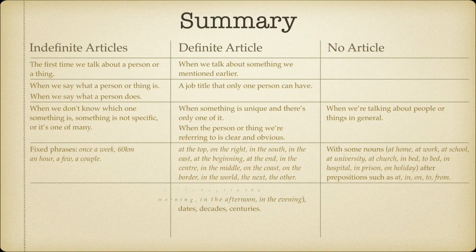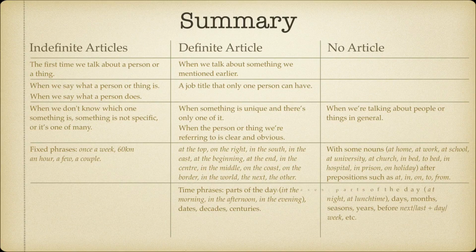We use definite articles for time phrases such as parts of the day, in the morning, in the afternoon, in the evening, dates, decades, and centuries. We don't use articles for time phrases such as parts of the day, at night, at lunchtime, days, months, seasons, years, and before, next or last, plus day, week, etc.